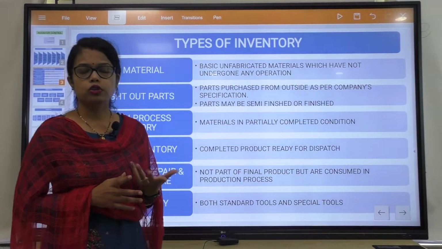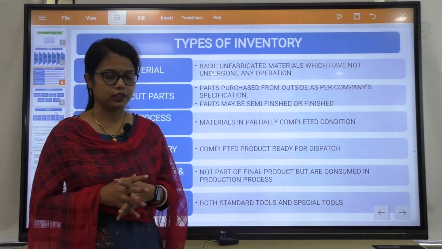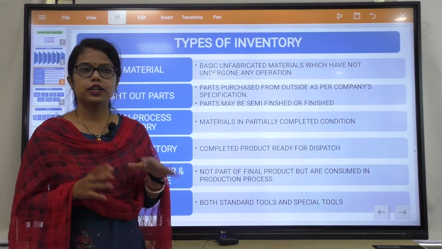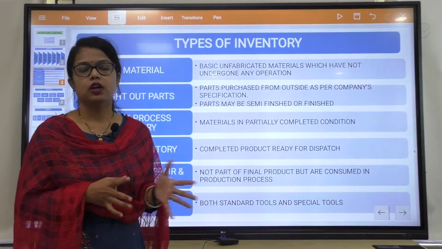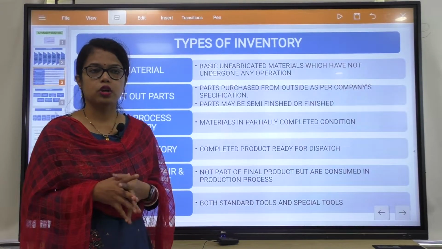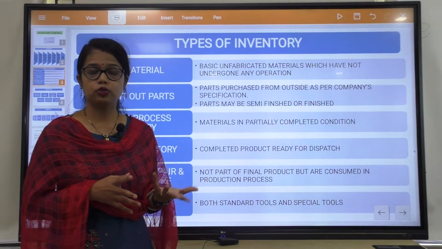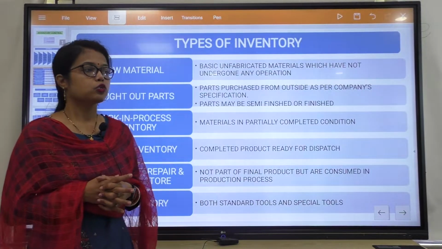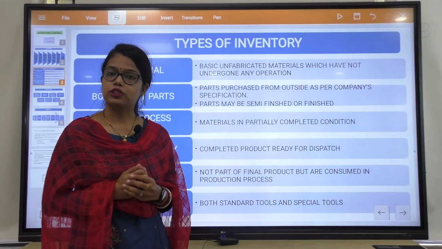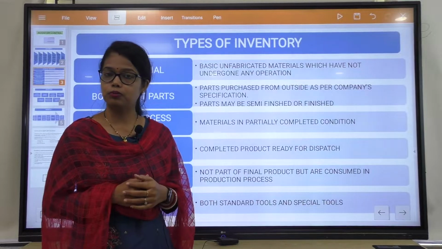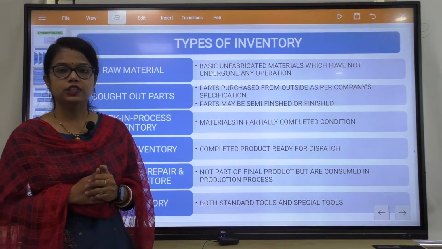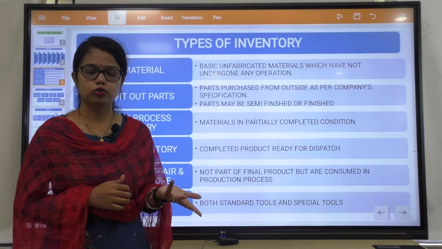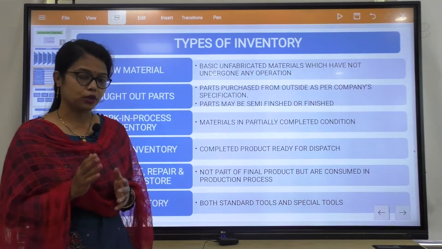Okay, and sometimes we also call it semi finished, that is not finished, that is semi finished, but after doing some operations we are keeping those parts in our stock for further use, or we are waiting to receive the order. After that we will carry out the final operations and we will dispatch those products. So that is why that is called work in process inventories. The semi finished products or work in process products which are kept in the stock and will later be used are called work in process inventory.